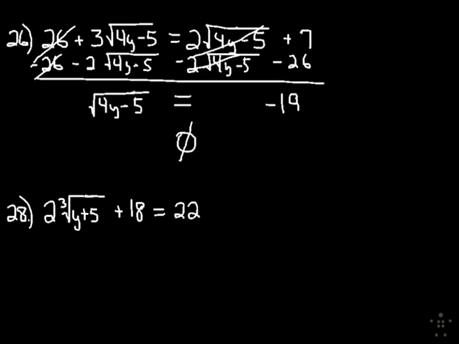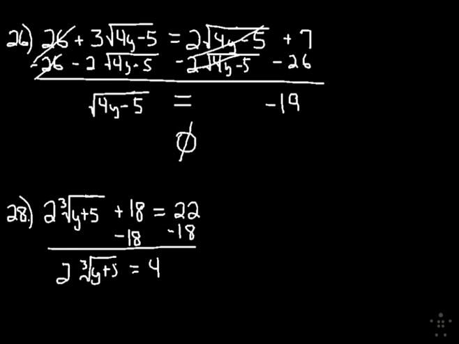Moving on to question number 28, and we're almost finished. 2 times the cube root of (y plus 5), plus 18, is equal to 22. So get y by itself, try to isolate y. Let's take that 18 over. That gives us 2 times the cube root of (y plus 5) is equal to 4. Now to get rid of that 2, we divide by 2. And so that gives us the cube root of (y plus 5) is equal to 2.